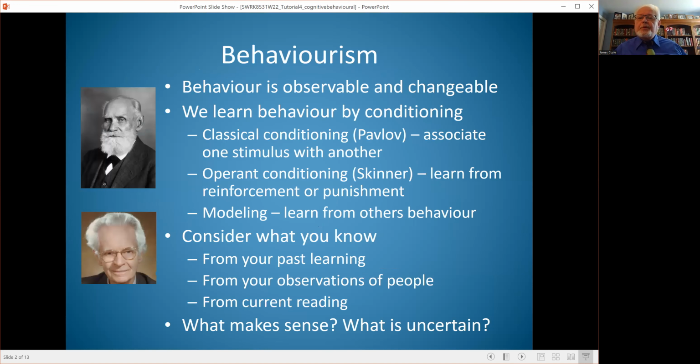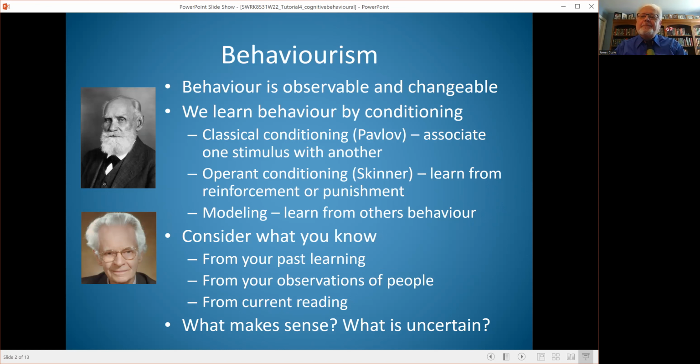Behaviorism proposes that behaviors are observable and changeable, and that we learn behavior by conditioning. Classical conditioning, as demonstrated by Pavlov and his dog, shows that you can associate one stimulus with another. And operant conditioning, as Skinner showed with experiments with rats, shows that you can learn to behave through the use of reinforcement and punishment.